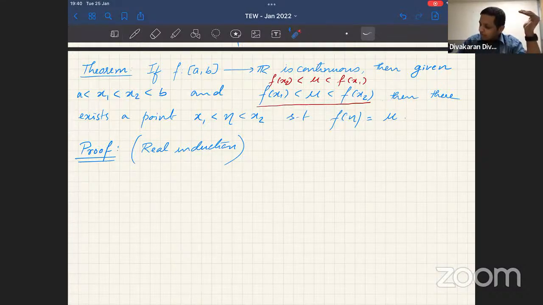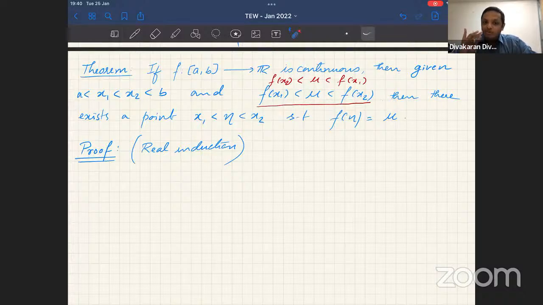So suppose we take two numbers x1 and x2, there are two possibilities. Either f of x1 is less than f of x2, or f of x1 is greater than f of x2. Without loss of generality, we can assume that f of x1 is less than f of x2. And that is the only case where we are proving it. The other case also can similarly be proved, but I am not going to indulge in that. The proof is exactly identical. I hope that does not lead to any confusion.